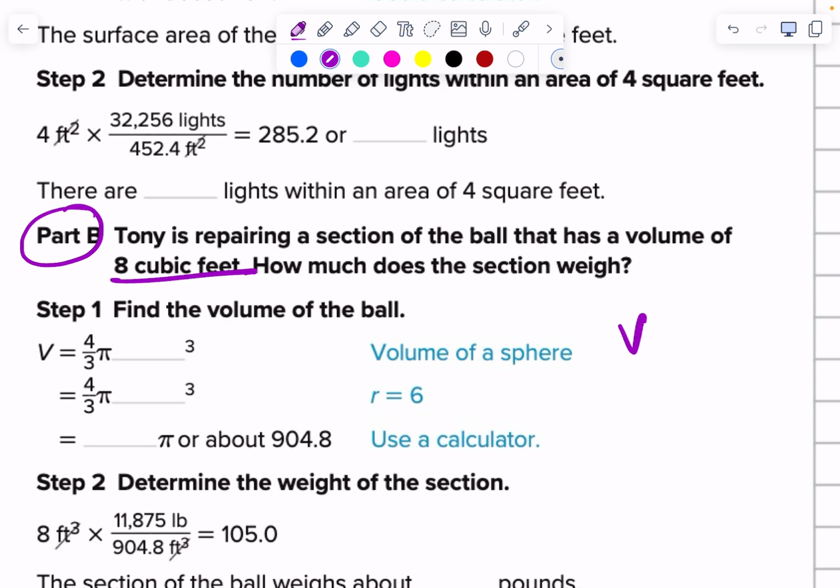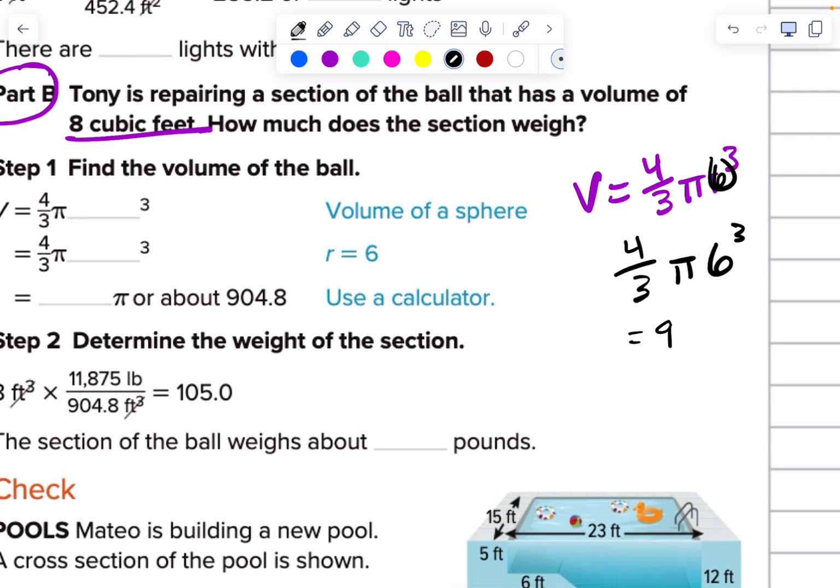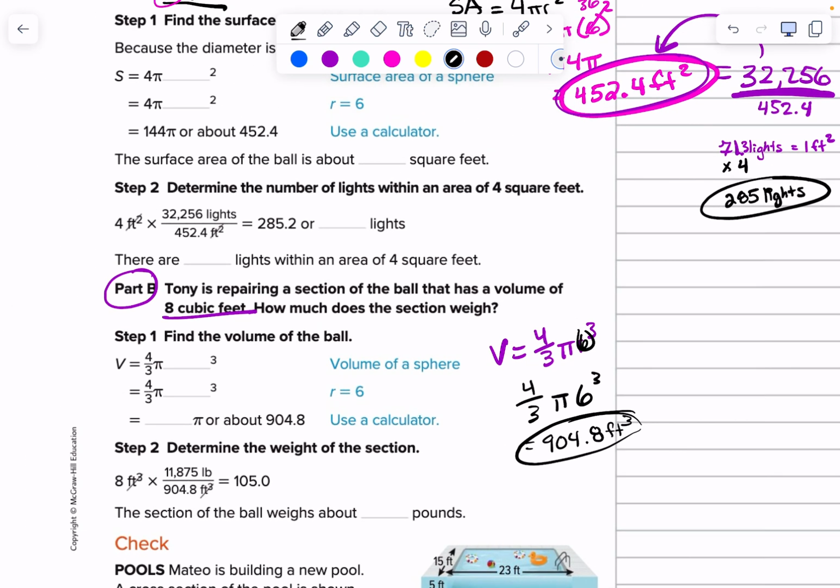Okay, so now we're talking volume. Volume is 4/3 pi r cubed for a sphere, yeah? What was the radius again? 6. Okay, so take 4/3 pi and 6 cubed is, I don't know what 6 cubed is. Type that in for me, would you? 216, so 216 pi. Did you get 904.8 cubic feet?